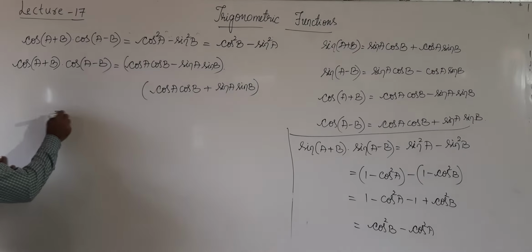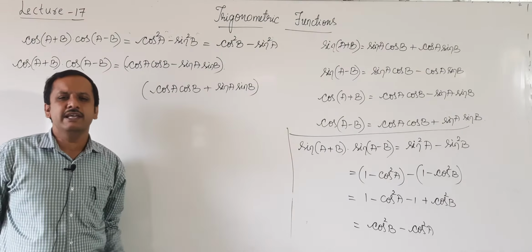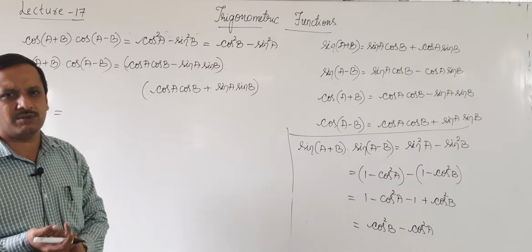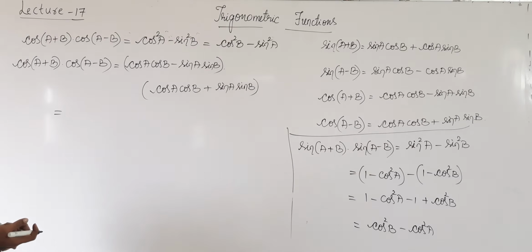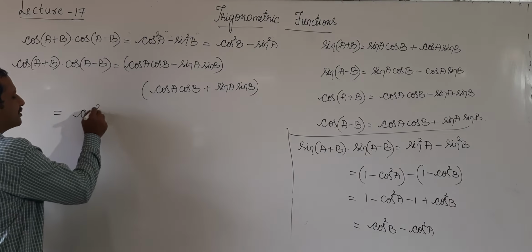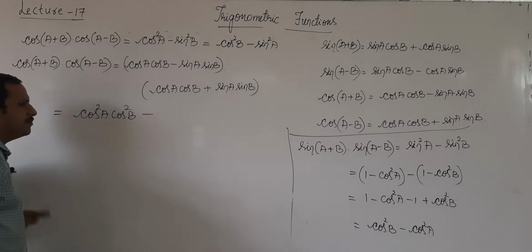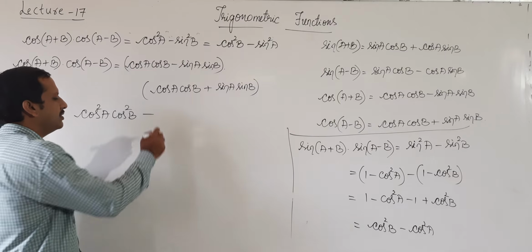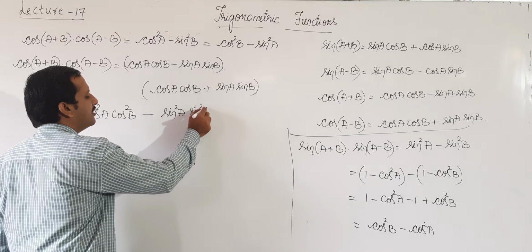Okay. Now, this is like A minus B into A plus B, which is equal to A square minus B square. That formula you know. So, A square is cos A cos B whole square, that is nothing but cos square A cos square B. B square is sin A sin B whole square, which means sin square A sin square B.